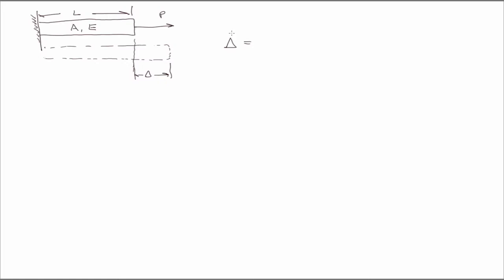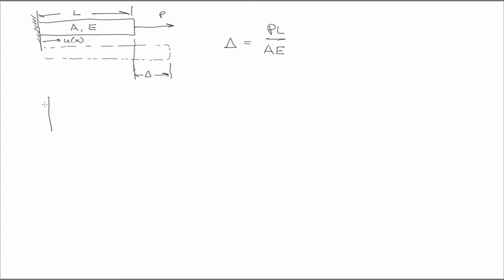Well, it turns out, if all you're interested in is the tip displacement, you probably remember this from your undergraduate solid mechanics course, right? It's just PL over AE. But where did that come from? In undergraduate solid mechanics, you sort of memorize it. But let's see if we can do a little more. What if we're interested in the displacement u at any random point along the bar? So like u of x, what if we're interested in that? Okay.